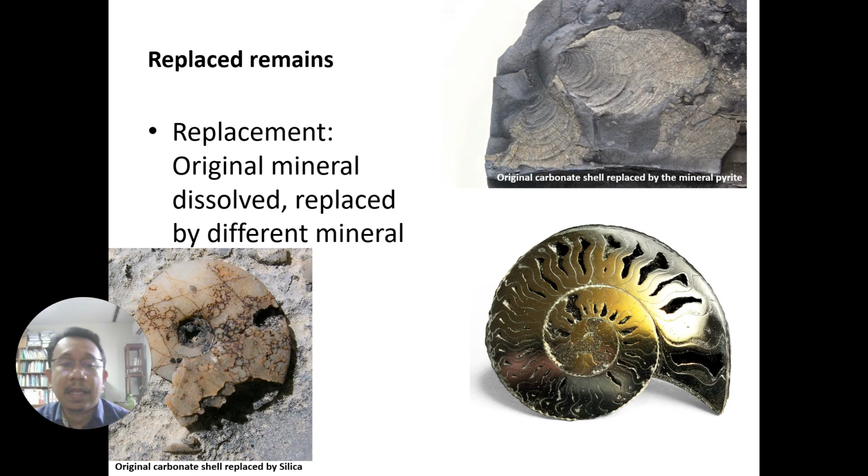This is another example of pyrite replacement. Originally it was calcium carbonate, now changed to iron sulfide. This one is a very nice, very pretty one, of an ammonoid shell, so it's been replaced by pyrite. But it doesn't have to be pyrite. Any other kind of mineral. For example, here another ammonoid, which is a mollusk with a coiled shell in this case, but the shell is no longer calcium carbonate. It has been replaced by silica, SiO2, the mineral quartz in this case. So that's replacement of the remains.